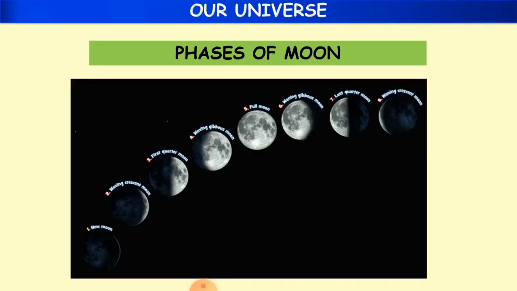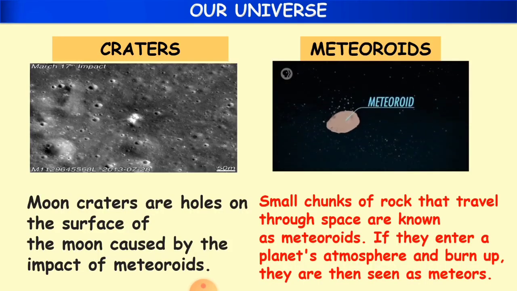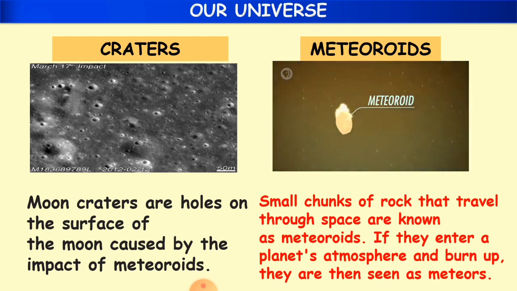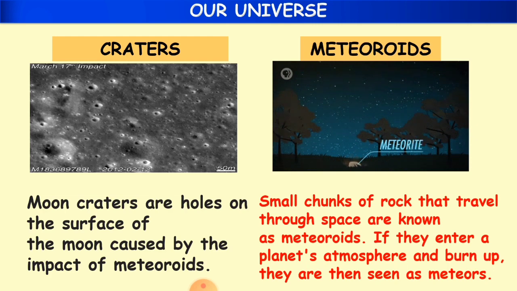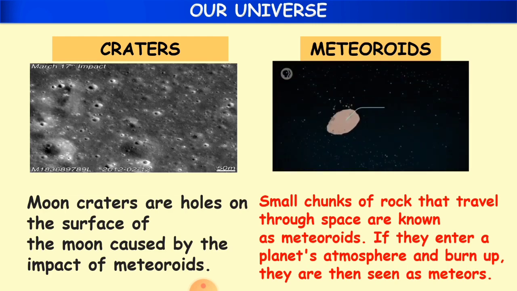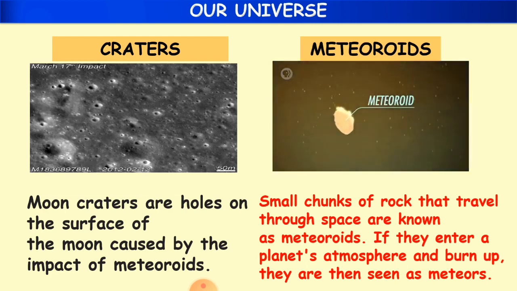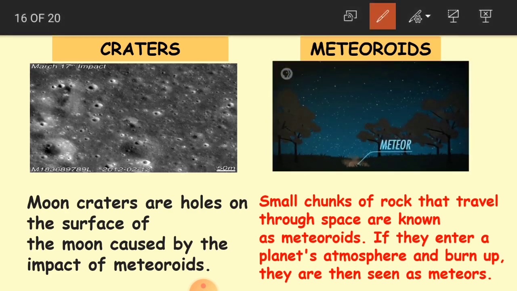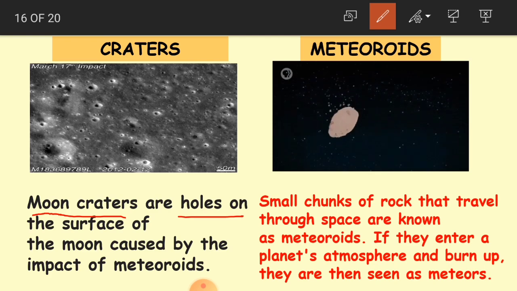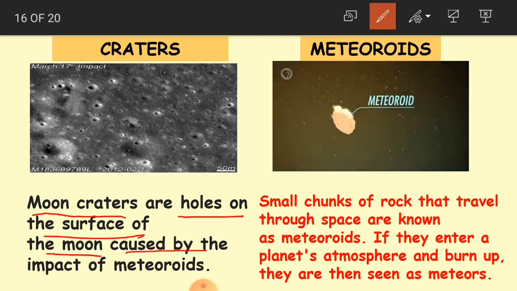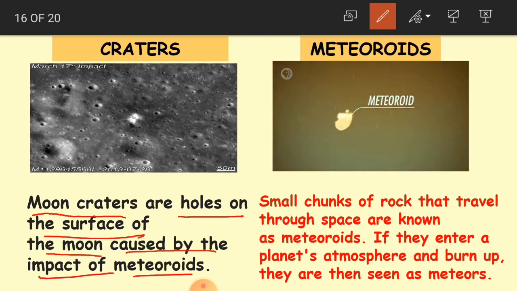Okay children, so this is how you have the phases of the moon. Now let us learn something about craters and meteoroids. So what are these? Craters and meteoroids. We can see craters on the surface of the moon, no? Moon craters are holes on the surface of the moon caused by the impact of meteoroids.